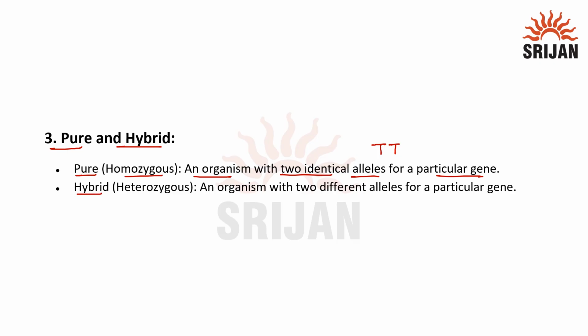Next is hybrid or heterozygous, an organism with two different alleles for a particular gene is called as heterozygous. For example, T and small t. Here also the plant is going to be tall, but the condition is heterozygous. That is, two different alleles are present.